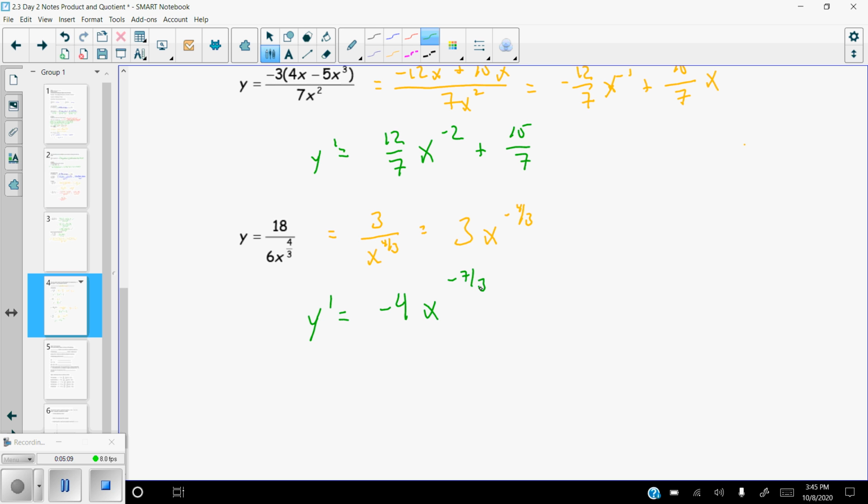And there you go. Again, you didn't need to do a quotient rule and all those, because a lot of those algebraically simplify first. So you should probably try to look for that first. If you can't, the quotient rule will work.